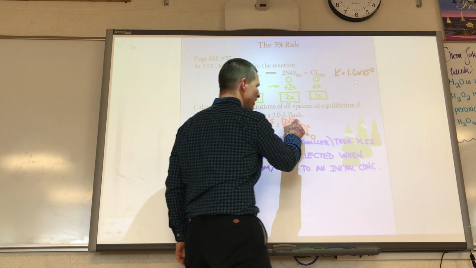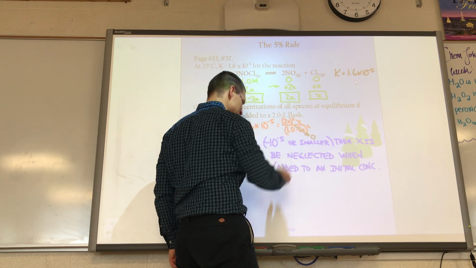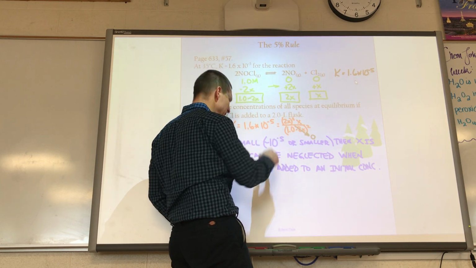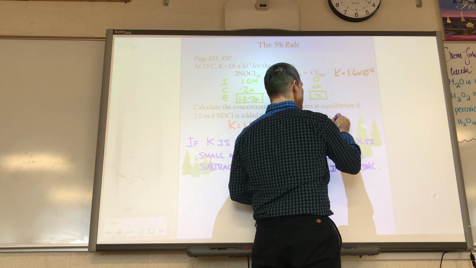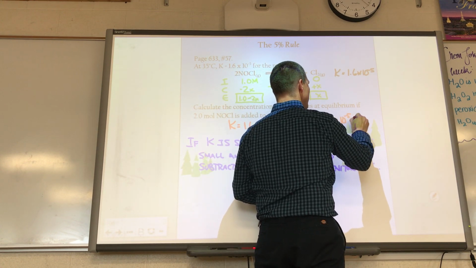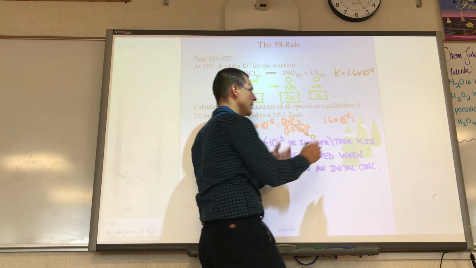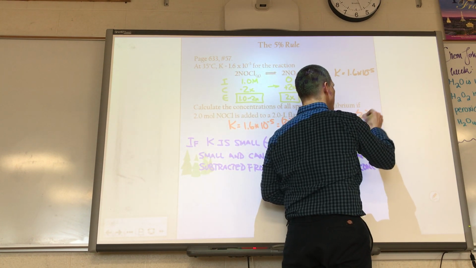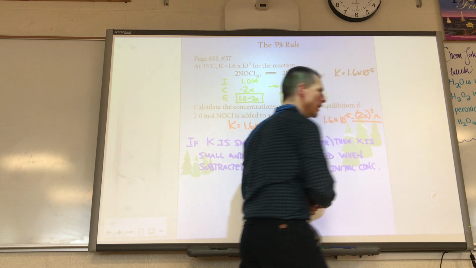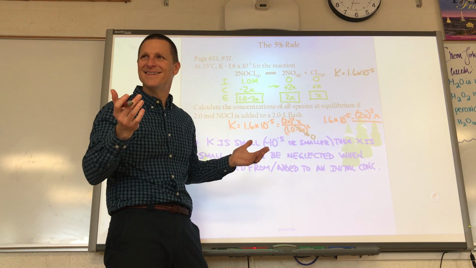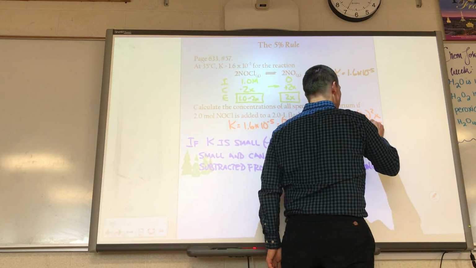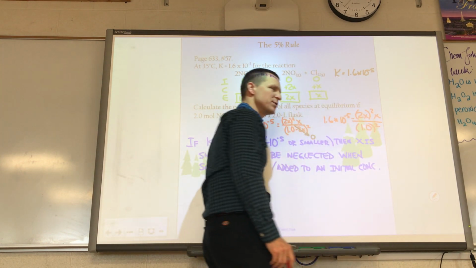So that means the numerator has to stay the same. That's 2x and that's x, and we have to keep them. So I'm going to rewrite this thing, and look how easy it is to solve now. The k value is 1.6 times 10 to the negative 5th equals, the numerator stays the same, 2x quantity squared times x over what? 1. It just became 1, 1.0 squared, which is just 1.